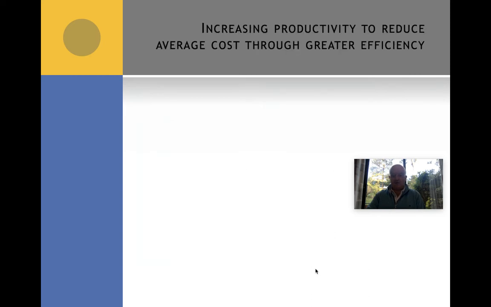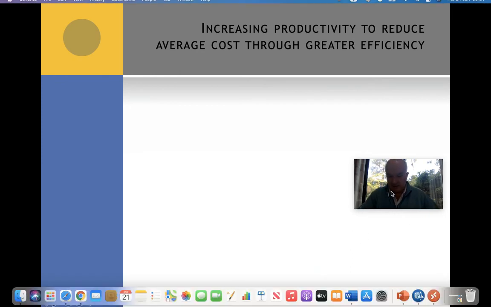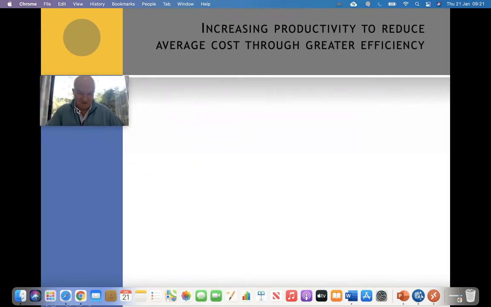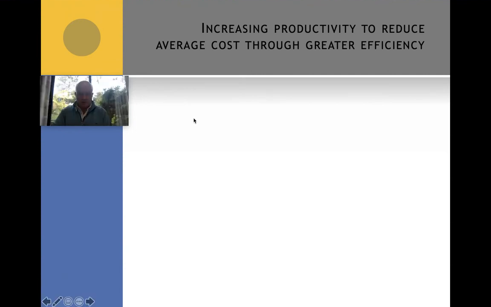Okay, let's move on and take a look at things that we can do to try to increase productivity in order to reduce average costs through efficiency gains. I'm just going to move my image over here a bit so you can see what we're talking about. Clearly, efficiency is going to be influenced by a number of things.